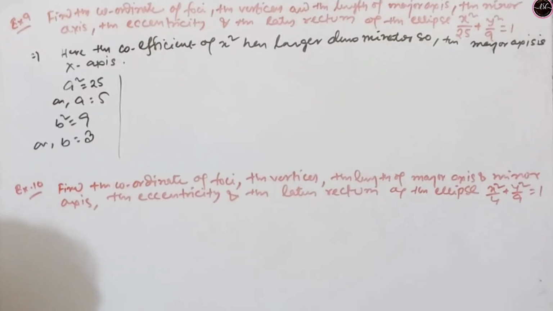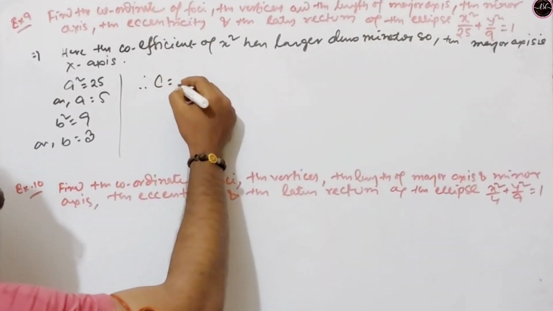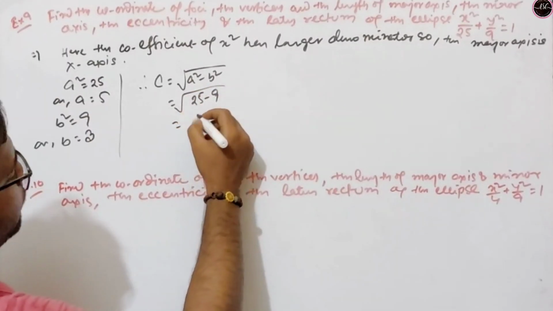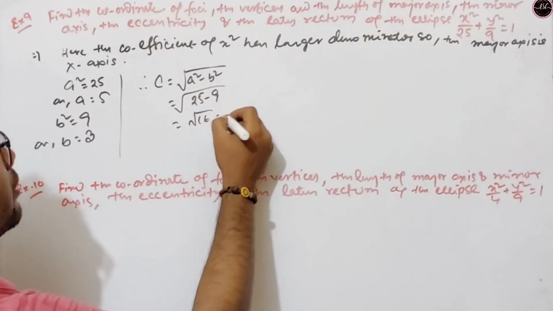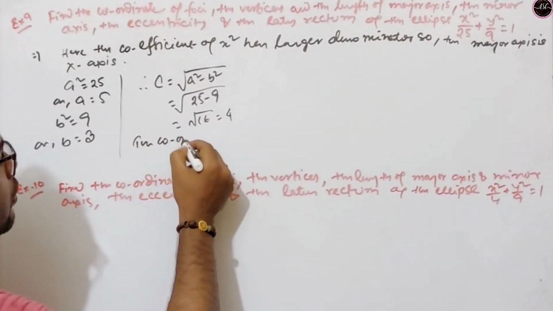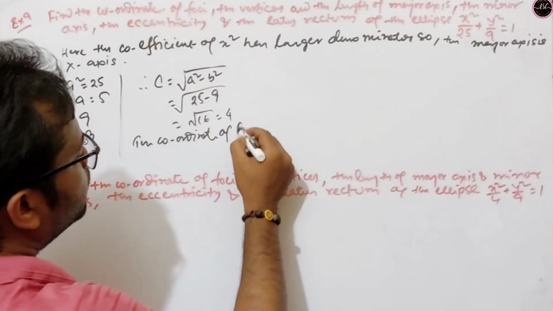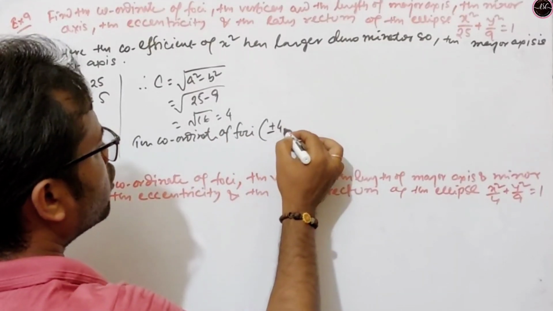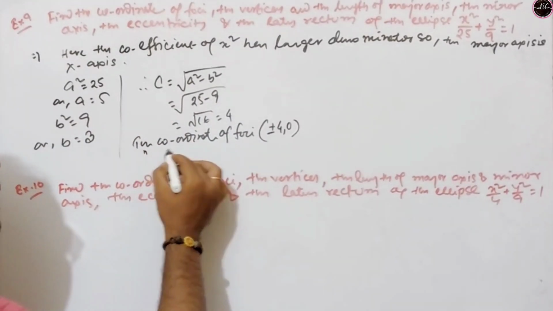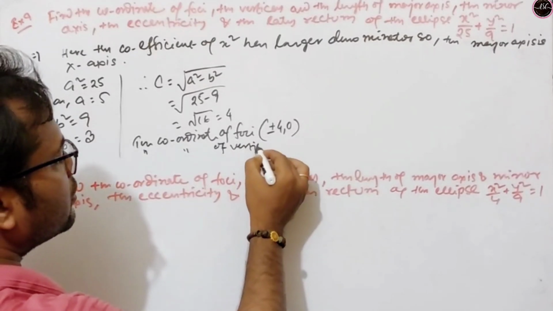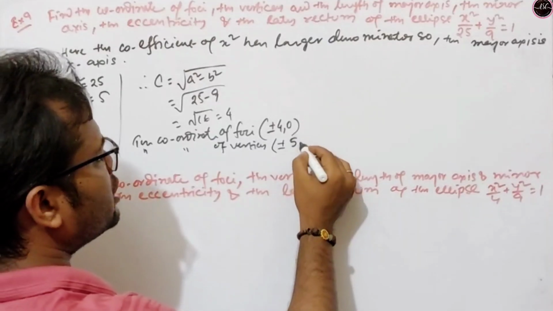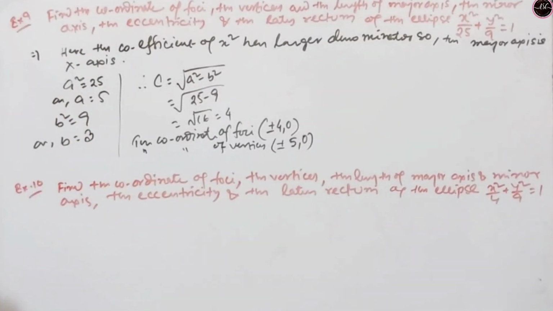So we get a and b. Now we know the formula c equal to root over a square minus b square, that means root of 25 minus 9, that means root 16, that means 4. Okay, so the coordinates of the foci are plus minus 4 comma 0, as the major axis is the x axis, and similarly the coordinates of the vertices, that means plus minus a comma 0, that means plus minus 5 comma 0.